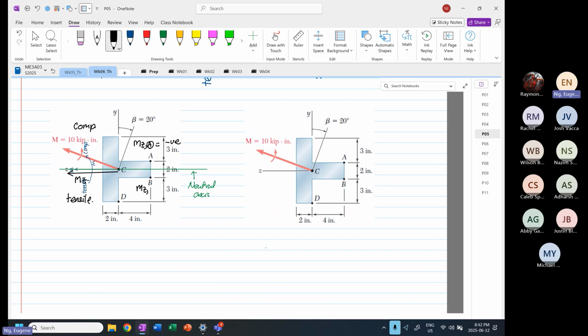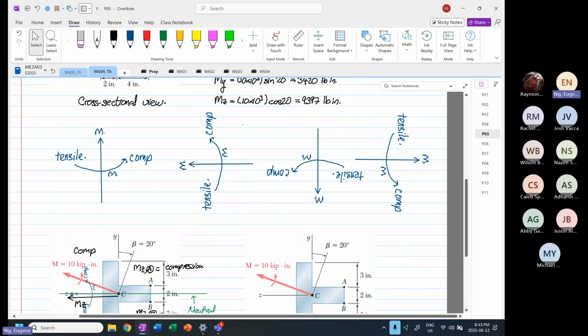mz for point B is going to give us tensile. Sorry, let's not put minus, it's going to be in compression. mz at point B is going to be in tensile. And then mz at point D is also going to be in what? Tensile. Are we clear? Okay, so you no need to worry about the formula.